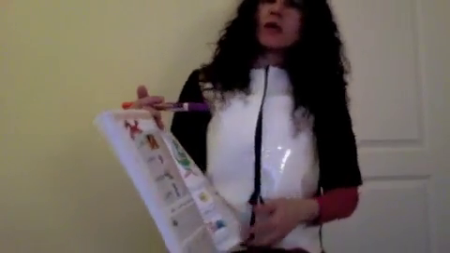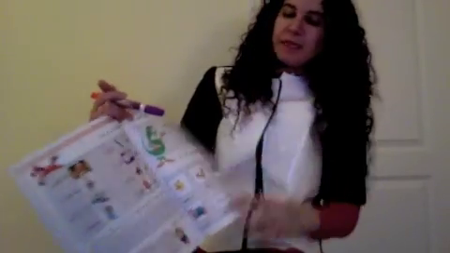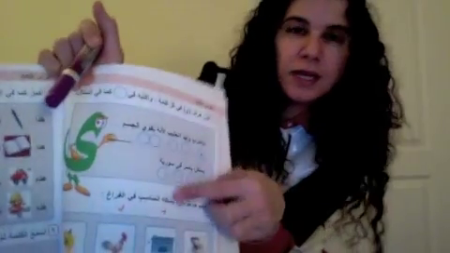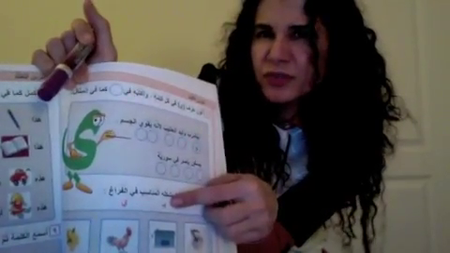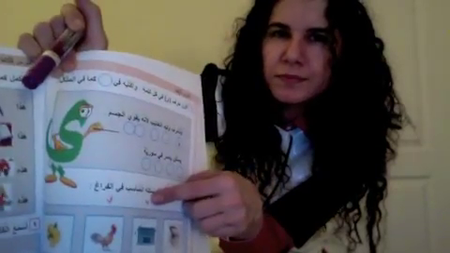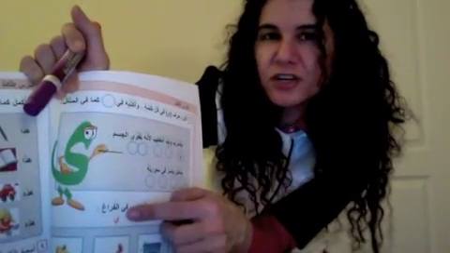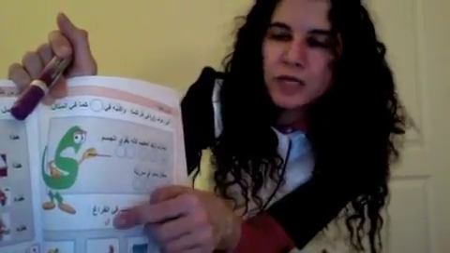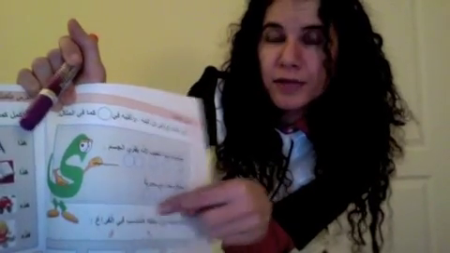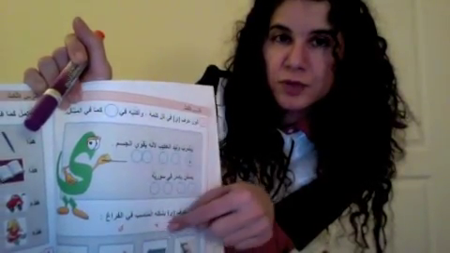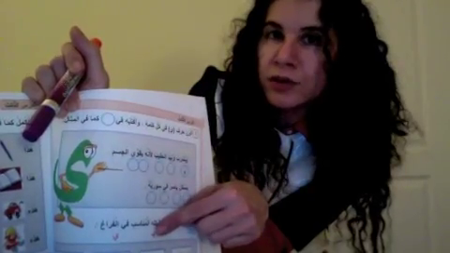Exercise 7 is pretty much the same. Basically, we're just filling in the blanks with the ya. Now remember, there's two forms of the ya. The one that looks like a chair with two dots underneath it, and the one that looks like a duck or a chicken or a turkey with the two dots underneath it. So both are ya. This ya is at the end of the word. This one here is either in the middle or in the beginning.